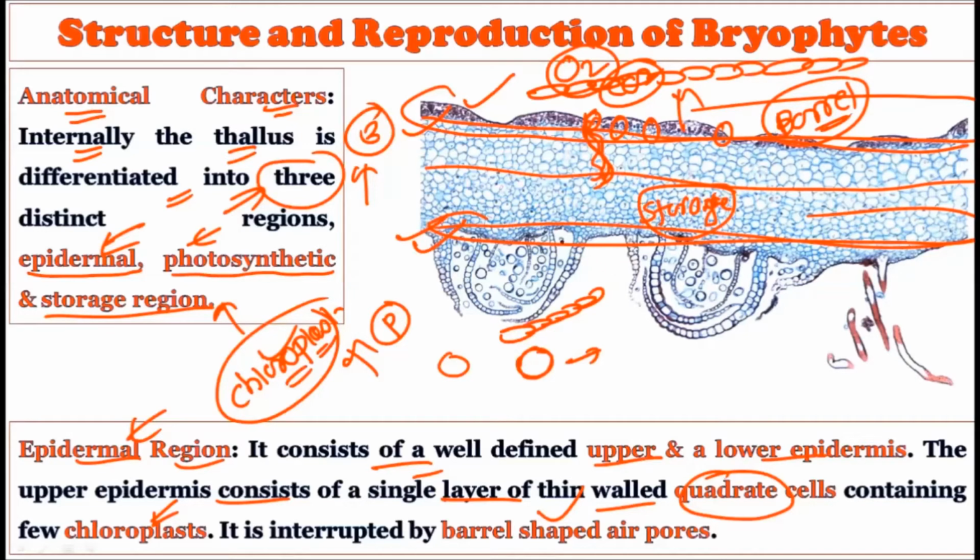So when we talk about the anatomical features of the Marchantia thallus, it can be divided into the epidermal region, the photosynthetic region, and the storage region. The epidermal region, of course, has the upper epidermis and lower epidermis. The upper epidermis is a single layer of thin walled, quadrate cells, interrupted by barrel shaped air pores. It is very important to mention that it contains chloroplast, that is, it is able to photosynthesize.